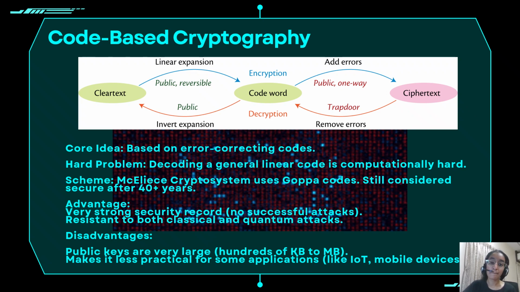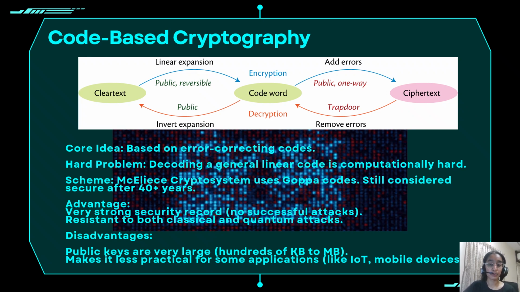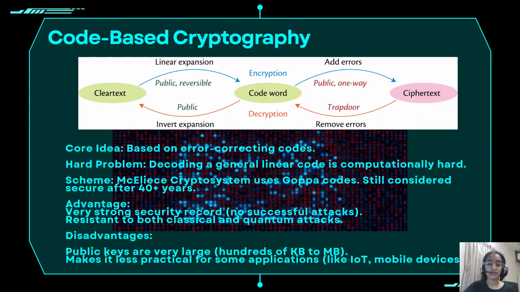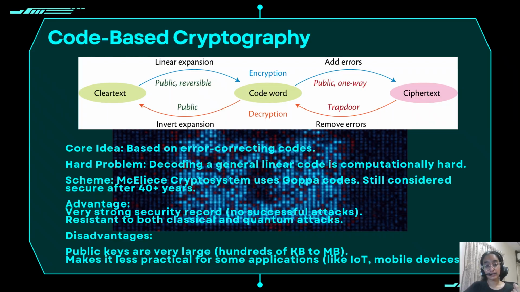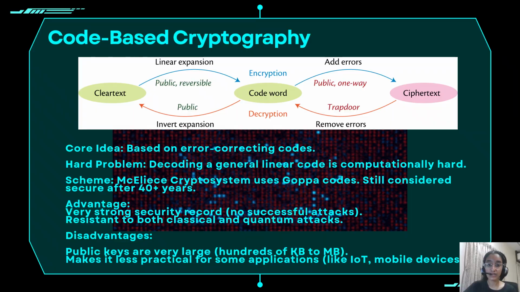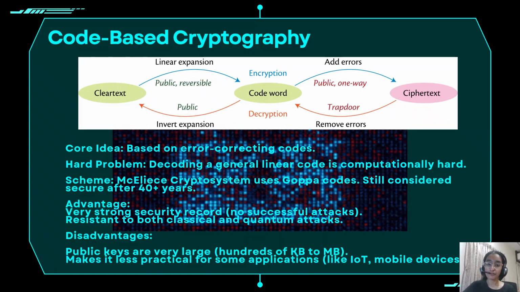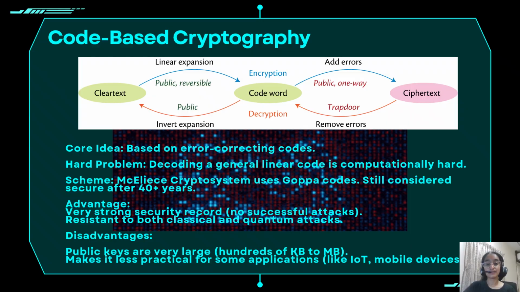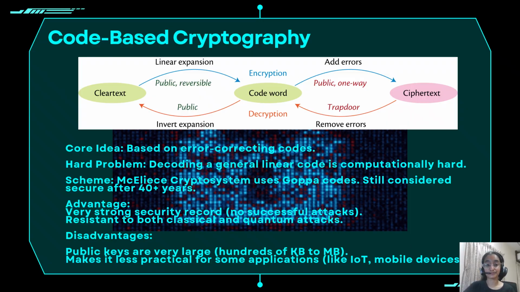The McEliece cryptosystem was proposed in 1978 by Robert McEliece. It uses a special type of error correcting codes like Goppa codes. And you know what's amazing in this? After more than 40 years of attack, it is still unbroken. That's why it's considered quantum resistant.